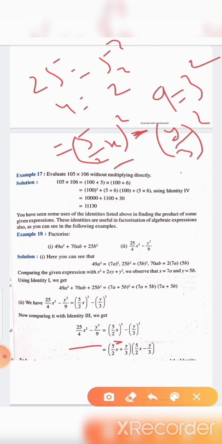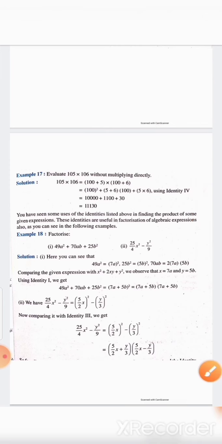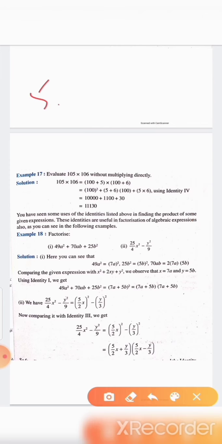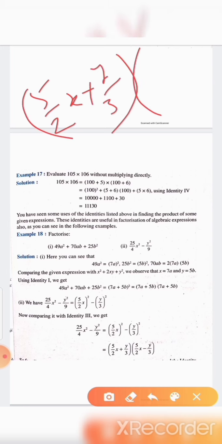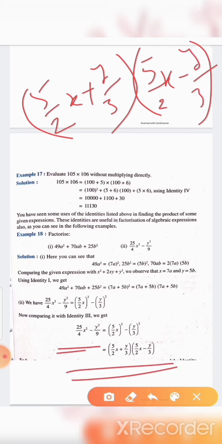It will look like our identity number 3. So by identity number 3 we write this step. Our step expands into the RHS, a plus b and a minus b. So we write the term 5 upon 2 x plus y upon 3 in one bracket and another bracket 5 upon 2 x minus y upon 3. So it is the factorization of our polynomial, our question, 25 upon 4 x square minus y square upon 9.